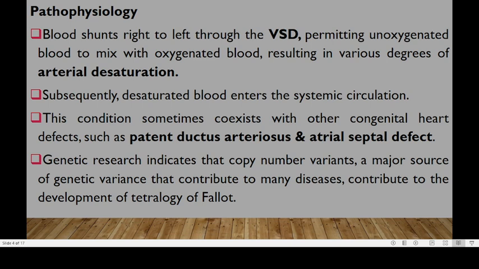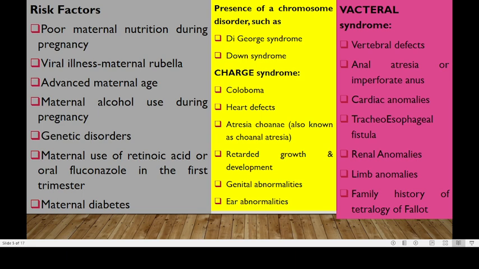So this condition sometimes will coexist with other congenital heart defects like the patent ductus arteriosus and the atrial septal defect. However, genetic research indicates that copy number variants, a major source of genetic variants that contribute to many of these diseases, could contribute to the development of the tetralogy of Fallot along with other conditions.